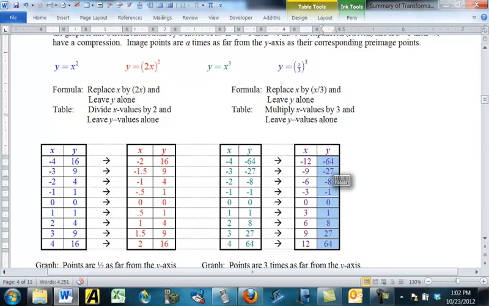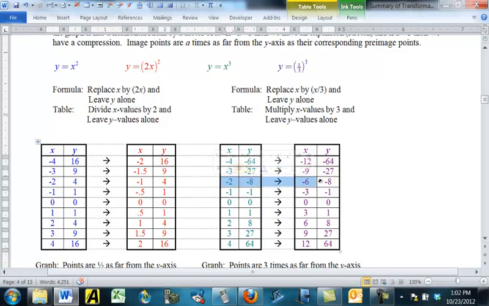How do we change the x? Well, opposite of the way it looks in the formula, it looks like we're dividing x by 3. In reality, we multiply x by 3. So, for example, negative 4 times 3 is negative 12. Negative 3 times 3 is negative 9. Negative 2 times 3 is negative 6, and so forth.